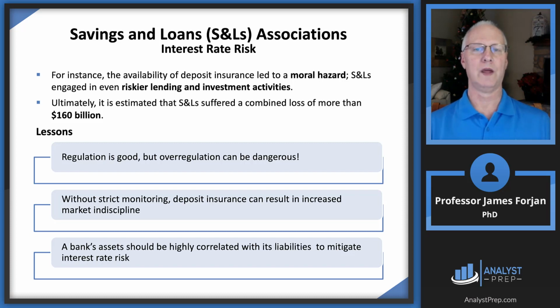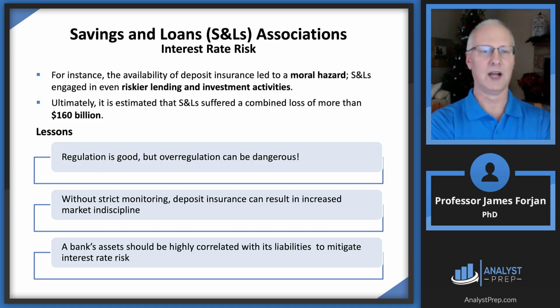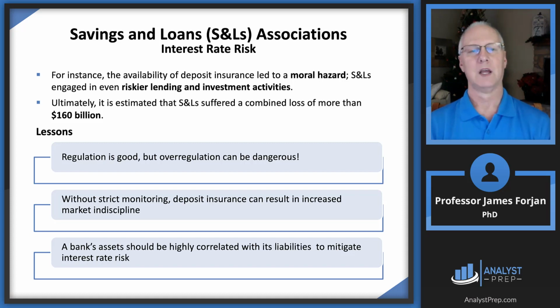Now, of course, when there's an increase in deposit insurance, it led the S&L managers to pursue even riskier projects, right? Riskier lending and investment activities because they knew there was a backstop. This is called moral hazard. And so these losses were about $160 billion. And of course, $160 billion today is a lot more than what it sounded like all the way back in 1987 or whatever year this was.